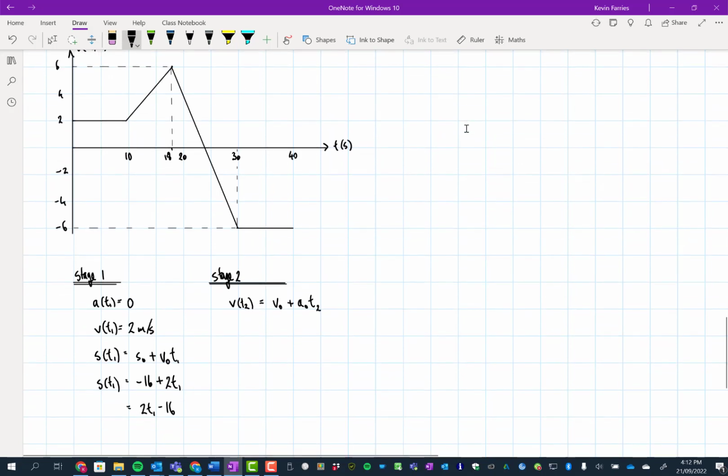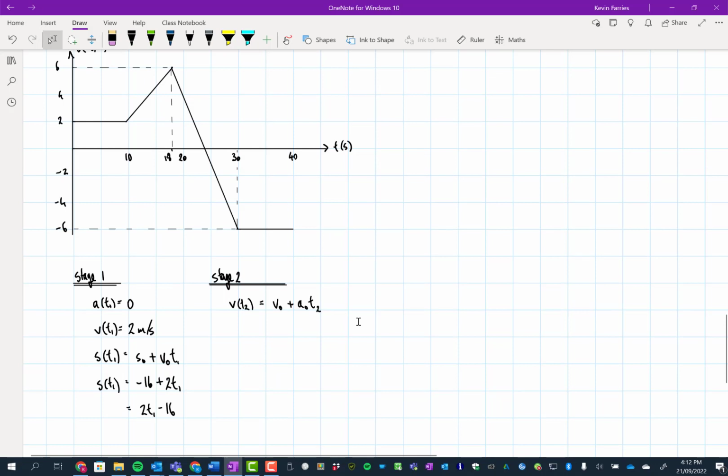I don't know if this is the best way to do it or if it's just easier to calculate it. But we could go through this. So once we get to 18 seconds, so that's T2 is 8 seconds into this stage, so it's at the end of this stage, then the velocity is going to be 6 meters per second. So therefore 6 is going to be equal to, the initial velocity was 2 meters per second plus acceleration times, and the T2 is 8 seconds into this stage. So therefore the acceleration is just equal to 4.